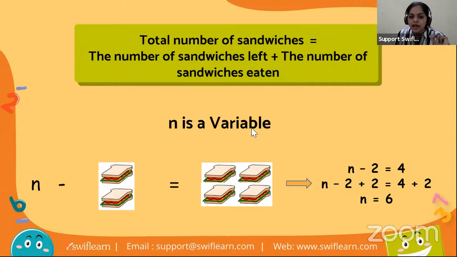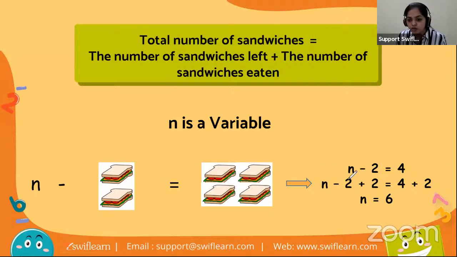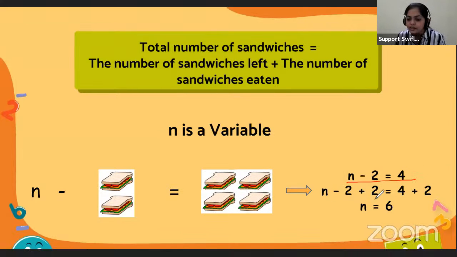Yes, like this. And if we want to express the algebraic equation, how can we say it? The total number of sandwiches minus the number of sandwiches left, these are the 2 sandwiches that are left, will be equal to what? The number of sandwiches eaten. So we can express our equation like this: n minus 2 equals 4, right? And if we add 2 on both sides, on the left-hand side we get n, and on the right-hand side we get the value 6.